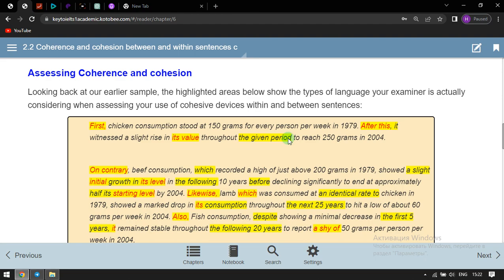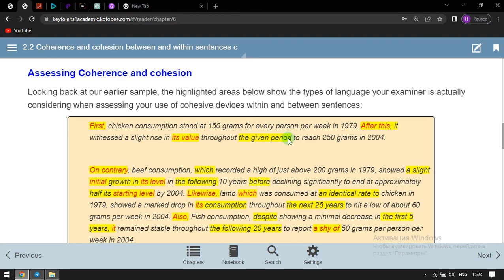First, chicken consumption stood at 150 grams for every person per week in 1979. After this, it witnessed a slight rise in its value throughout the given period to reach 250 grams in 2004. On contrary, beef consumption, which recorded a high of just about 200 grams in 1979, showed a slight initial growth in its level. in the following 10 years before declining significantly to end at approximately half its starting level by 2004.